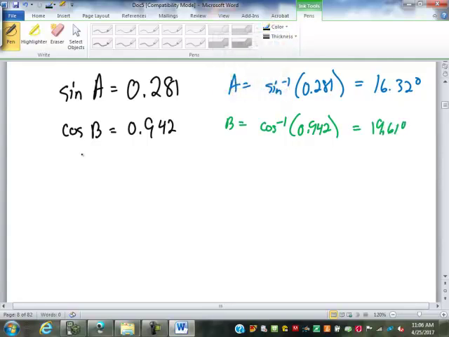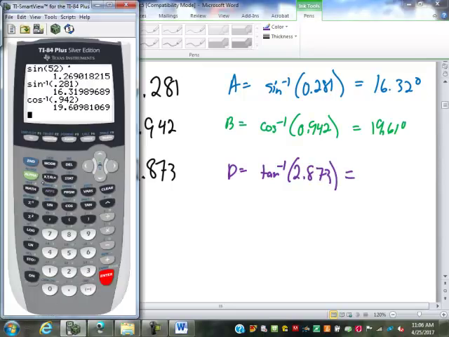And if I tell you that tangent of angle D equals 2.873, D is the inverse tangent of 2.873. Second tangent, 2.873, otherwise known as 70.81 degrees.